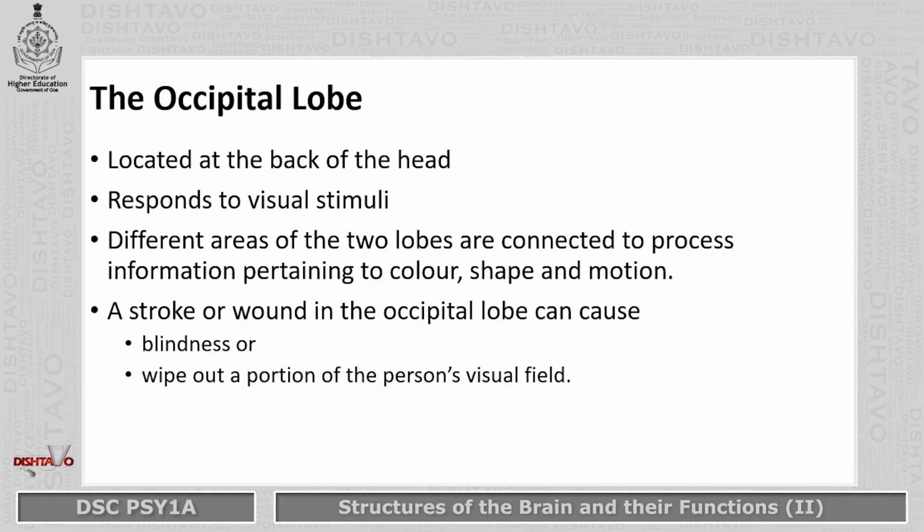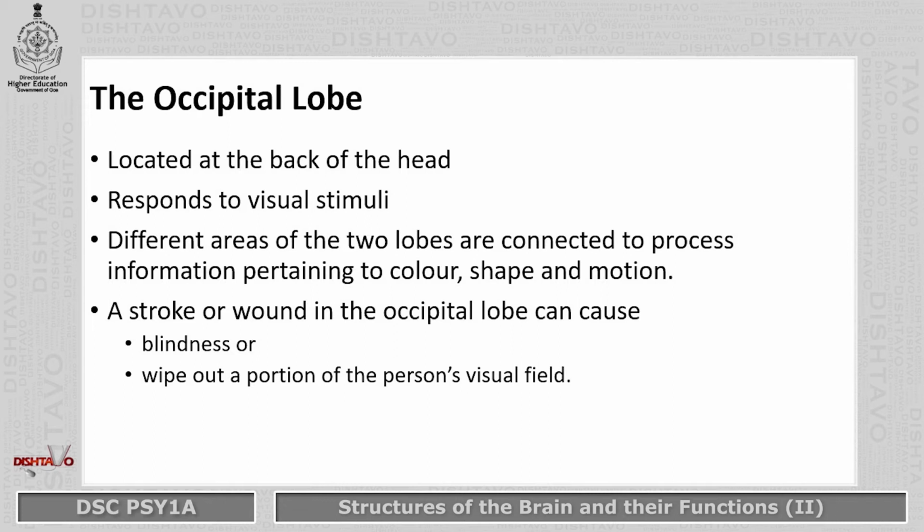The occipital lobe is located at the back of the head. It responds to visual stimuli. Different areas of the two lobes are connected to process information pertaining to color, shape, and motion.